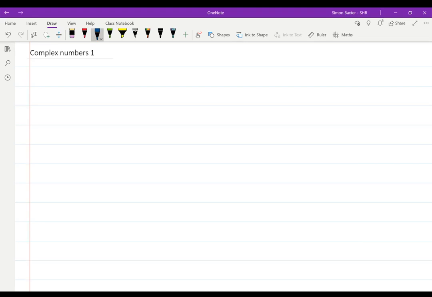In this video, we're going to have a look and see how we handle complex numbers. We always write a complex number as a plus bi, where a and b are real numbers, and i is the square root of -1, or, if you prefer, i squared equals -1. This gives us a problem straight away. What do we actually mean by plus?